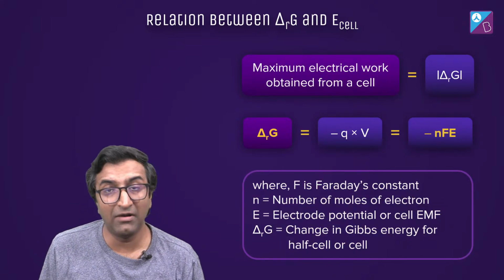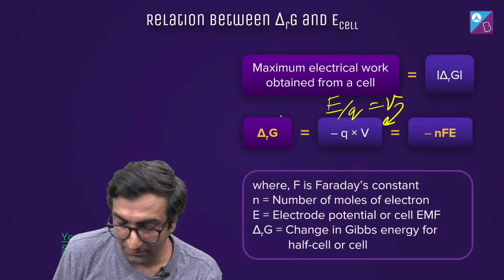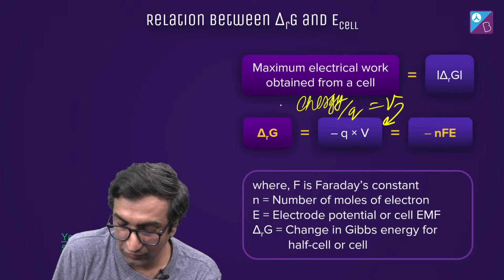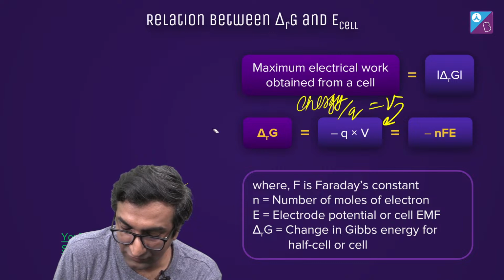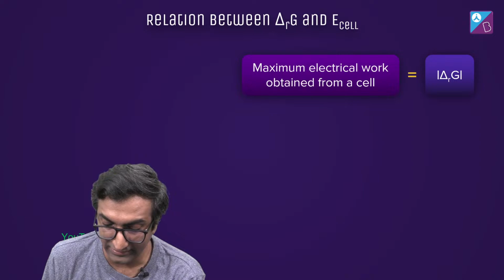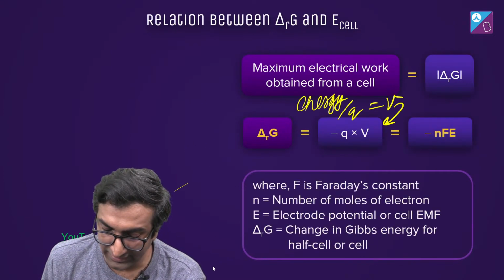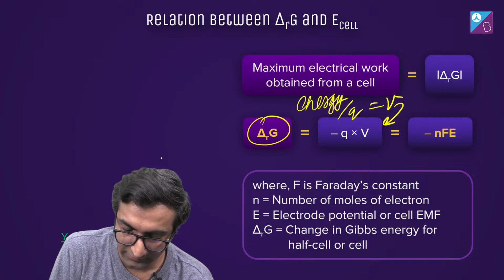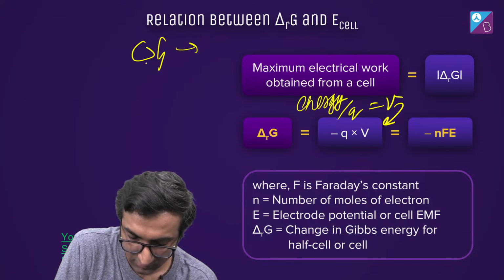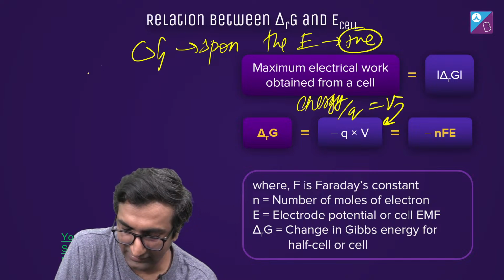ठीक है? So remember, मैंने आपको बताया था कि energy by Q was equal to V. मैं उसी को यहीं पे substitute कर रहा हूं. Energy by Q was voltage, right? So I'm going to say that delta G is minus Q into V, which is minus nFE. This is the short version of the derivation of how delta G is equal to minus nFE. Okay, why is there a negative sign? Because if delta G is spontaneous, then E is positive. इसलिए there is a negative sign over there.